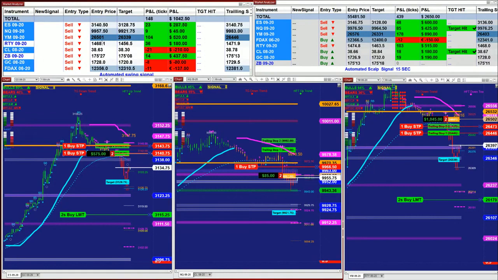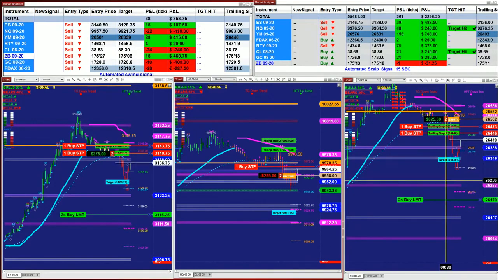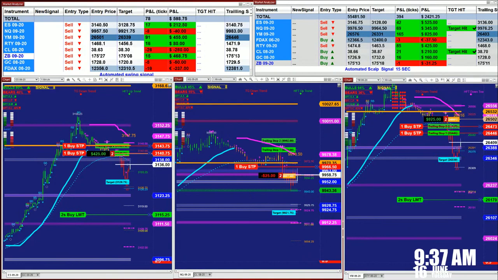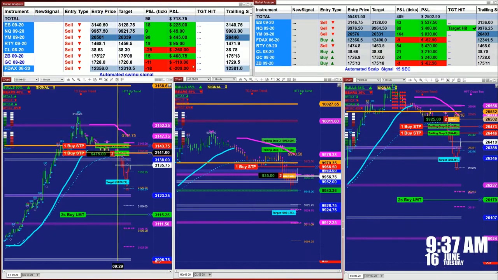On the YM, we had an entry, and as you see, 26.501, target 263.39. And we hit the target, if I kept the needle on the target, but I expanded because it's a bit early. Right now it's 9:37, so I was counting on the market to go farther down.